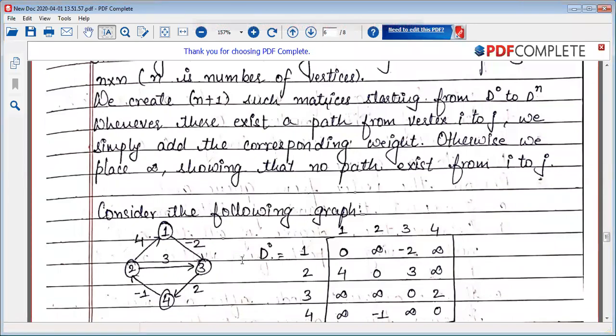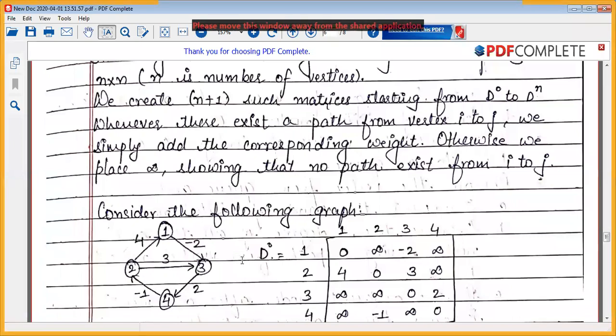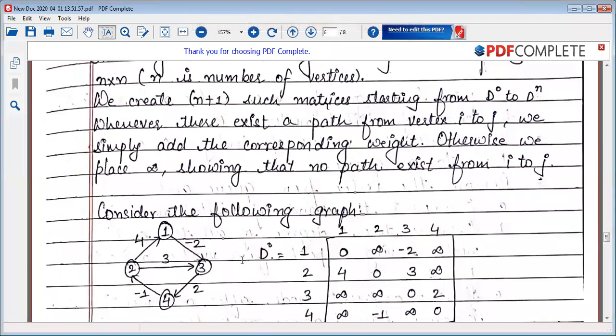So let's see how it works. I have already told you that we need to create n plus 1 matrices starting from D0. Here the number of vertices is 4, so I'm going to create 5 matrices, D0, D1, D2, D3, and D4. I'll tell you the significance of all these matrices. Let's start with D0. D0 simply gives you a formal representation of a graph in the form of a matrix. We need to identify where there is an edge from one vertex to another vertex. So this is an n by n matrix. You start with 1.